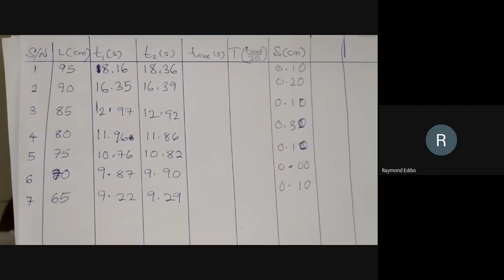Raymond, you wanted to ask something. Yes, sir. When you are taking the readings for S, after you have done the first length of 95, is it the same original length of 95 you use, or when you put it at 90, you then take a new original length? No, you take an original length for each length. At 95, it's a different original length. At 90 also it is different, because as you are adjusting the length of the horizontal meter rule, the height is also increasing.